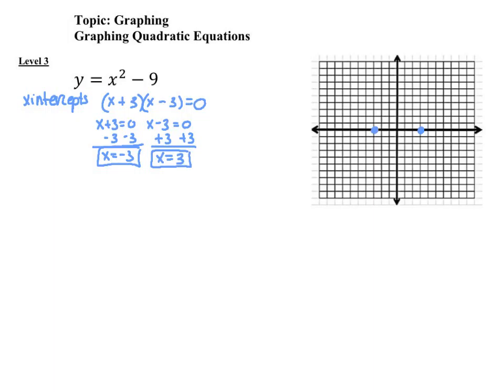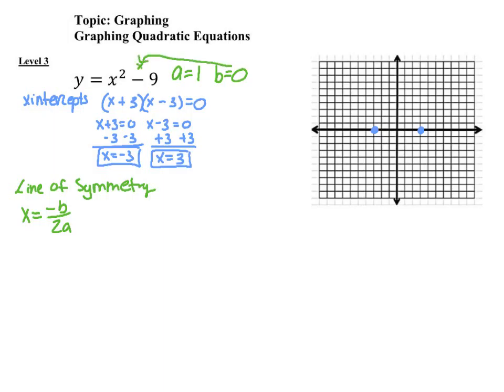The second thing I need to do is find the middle of the graph. So I need to find the line of symmetry. The equation for the line of symmetry is x equals opposite b over 2a. Well, looking at my equation, my a value is going to be equal to 1, and my b value is going to be equal to 0. If you look at the equation, there is no term with an x. So I'm going to consider that to be a 0. This is my a value, this is my c value, so there's nothing for b, so that's 0.